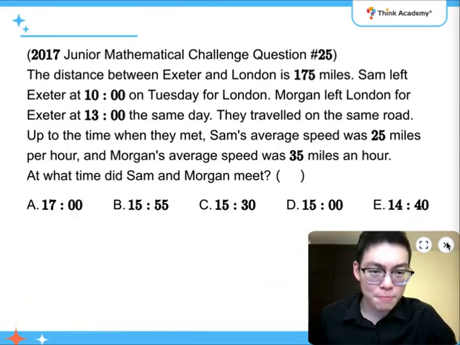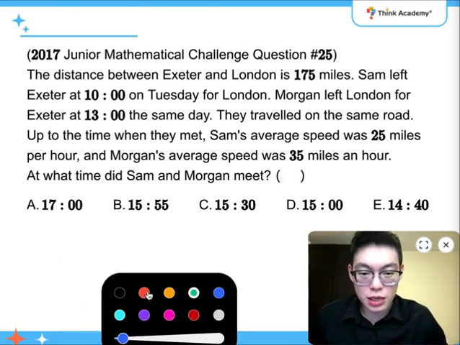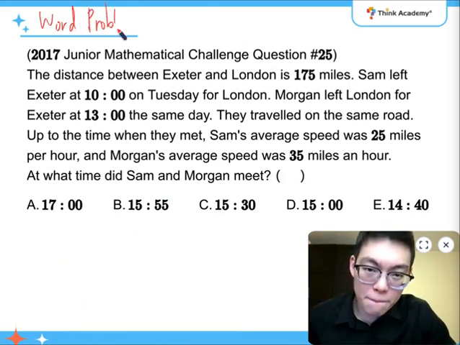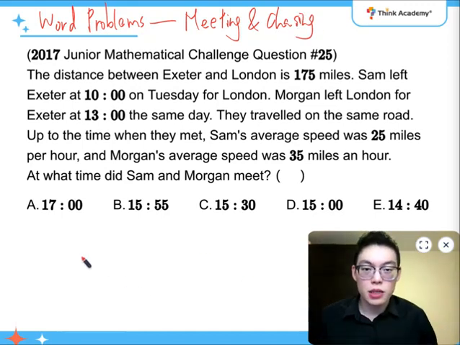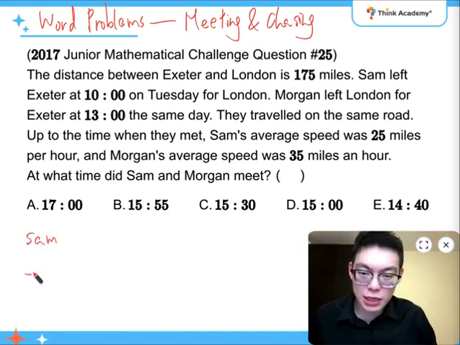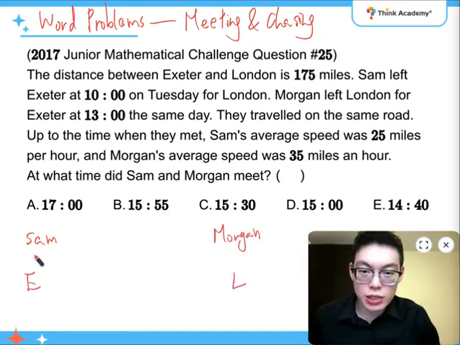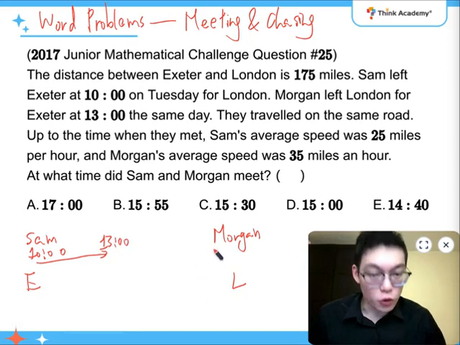Okay, and the last one is a trip problem. So you can also say that it belongs to word problems, and it is going to be word problems on meeting and chasing. So essentially, let's say this is Sam starting from Exeter, and this is Morgan starting from London. So Sam is setting off at 10 a.m., traveling 3 hours, and that's 13 o'clock, right? And then Morgan starts at 13 o'clock.